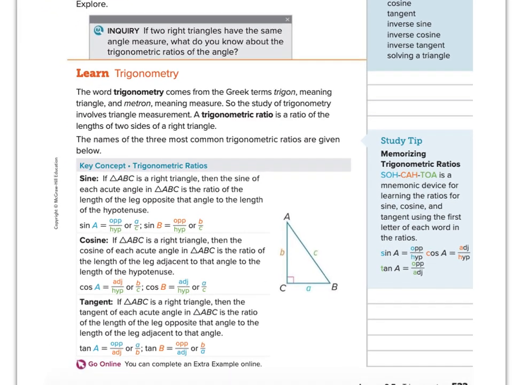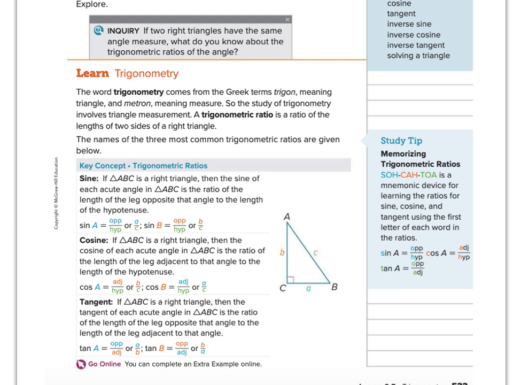we want to talk about the ratios. Given a right triangle, if triangle ABC is a right triangle, then the sine of each acute angle of ABC is the ratio of the length of the leg opposite that angle to the length of the hypotenuse. So the sine ratio of angle A is going to be the opposite side over the hypotenuse.